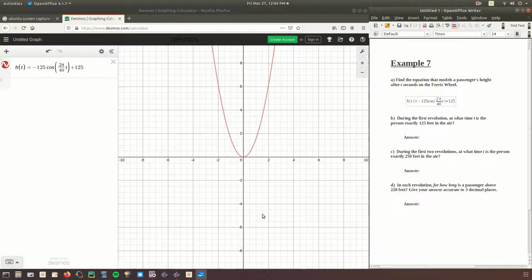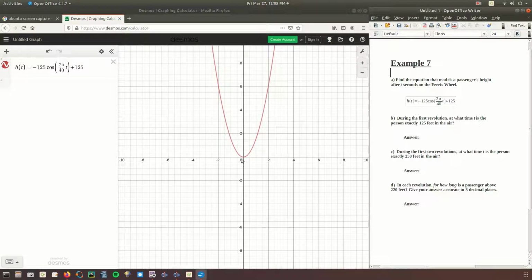Now that we've identified the formula associated with our Ferris wheel problem, we'd like to use that formula in Desmos to help us identify some values of interest. We just identified that the height of any person on the Ferris wheel, t seconds after getting onto the Ferris wheel, will be given by this equation, and so I've entered this equation into Desmos. You should notice that I'm sitting at my home view on Desmos. That means my axes bounds are from negative 10 to 10, centered at 0, 0.